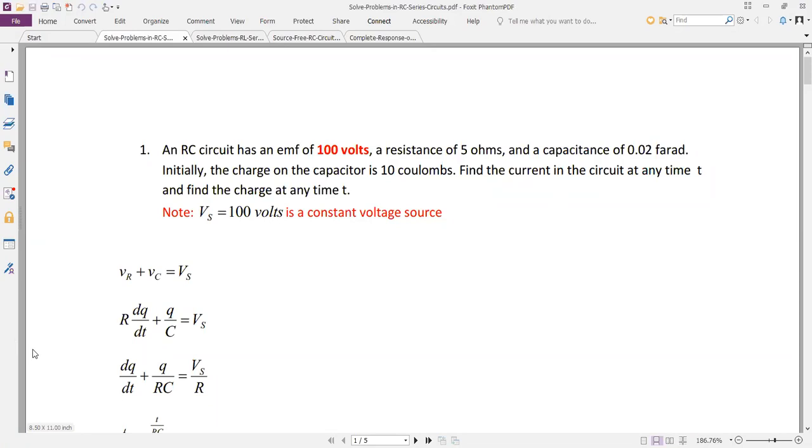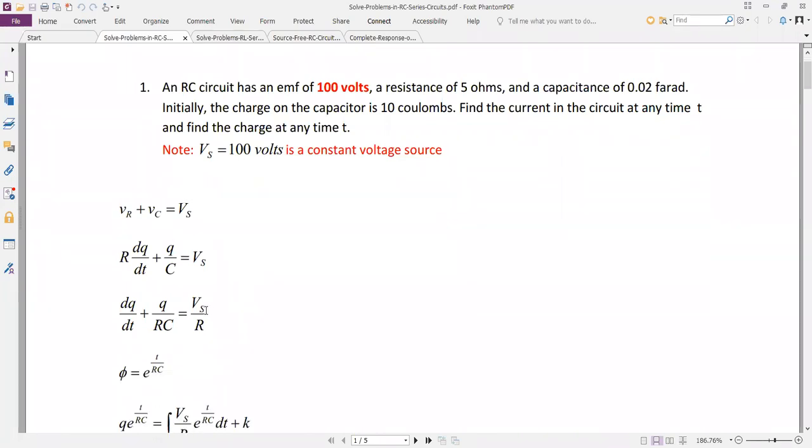Now if we are to use Kirchhoff's laws, we will sum up all the voltage drops in each of the elements in this circuit, that is the resistor and the capacitor, and that should be equal to the steady state, or shall I say the electromotive force, which is a constant voltage source of 100 volts.